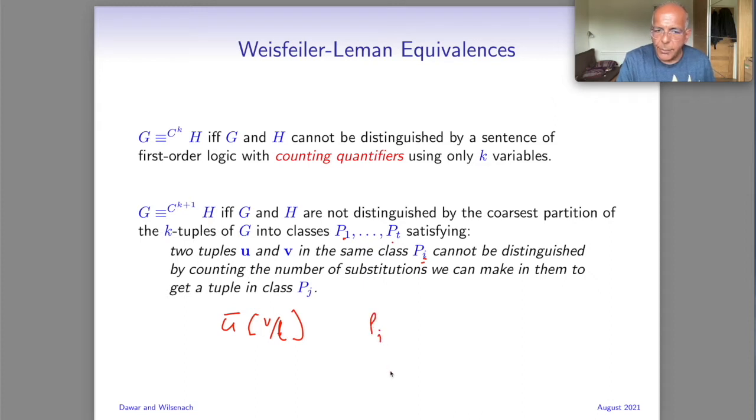in the class Pj. So for each l and j, you look at this number, and if u and v are in the same class Pi, then for all l and j, this number must be the same for both u and v. So you take the coarsest partition satisfying this, and that is the k-dimensional Weisfeiler-Leman partition of tuples of vertices on a single graph. And this turns out to be the same as saying that these two tuples are not distinguished by any formula of Ck+1. And then you get an equivalence relation on graphs by saying that the two partitions you get on the two graphs are the same in a certain sense.